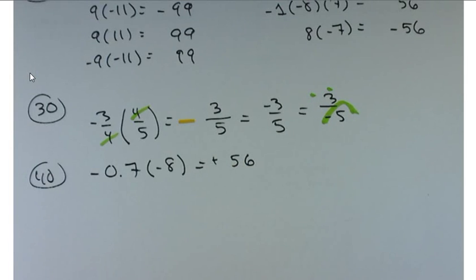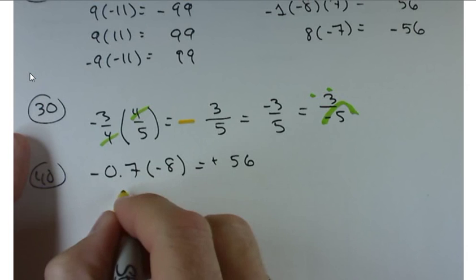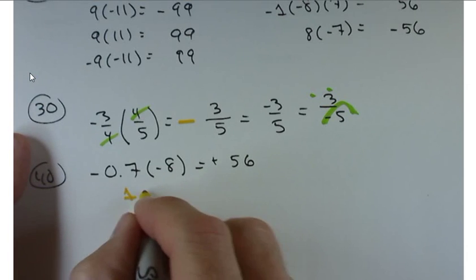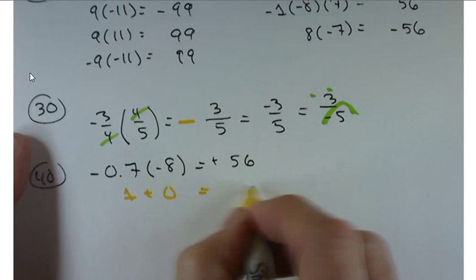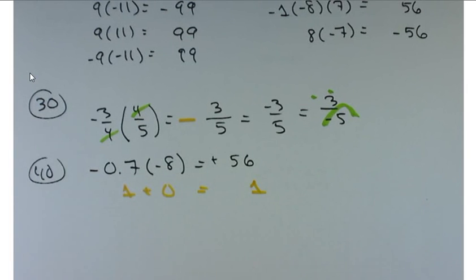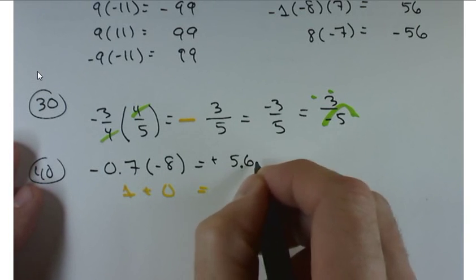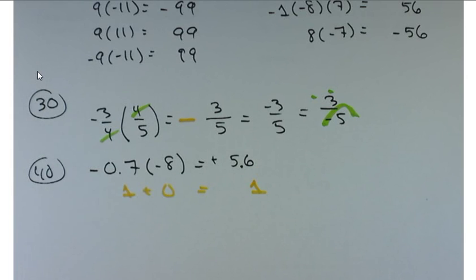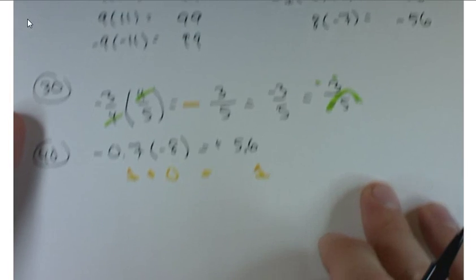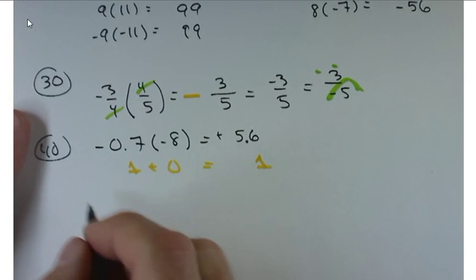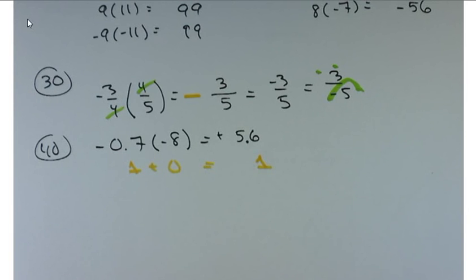But we need to account for the decimals. Now, the way you can work with decimals is this. There's 1 digit to the right of the decimal here, and there's 0 here. So there should be 1 digit to the right of the decimal here. Now the way it stands is 56 has a decimal here. So I'm just going to move that decimal 1 place to the left, and now I've got my 1 decimal digit, 5.6.